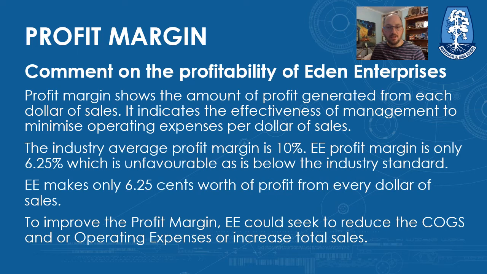What can we do about this to improve the profit margin? Eden Enterprises could seek to reduce the COGS and/or the operating expenses, or increase the total sales. They are the 3 areas that affect the profit: the revenues less expenses, expenses and costs being COGS and operating expenses. Anything that can reduce the expenses and costs, and anything that can increase revenues can improve the profit margin.